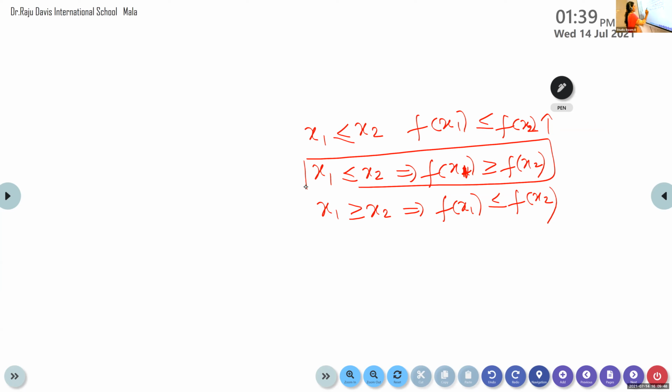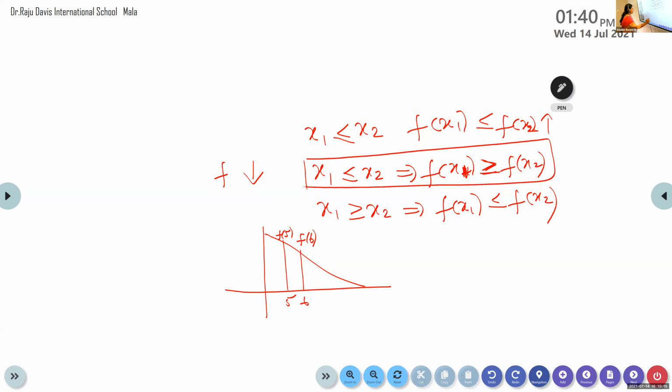You can write like this for a decreasing function. F is said to be decreasing if x1 less than or equal to x2 implies f of x1 is greater than or equal to f of x2. You can draw the graph and check. Suppose this is a decreasing function. Suppose this is the value 5 and this is 6. So here you will get f of 5, here we will get f of 6.